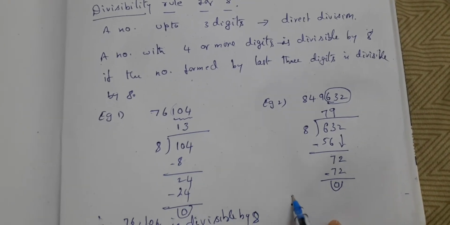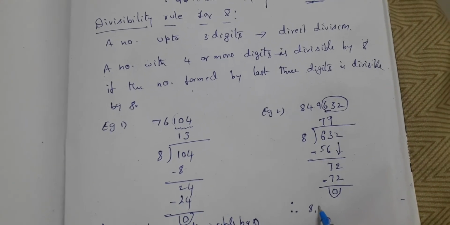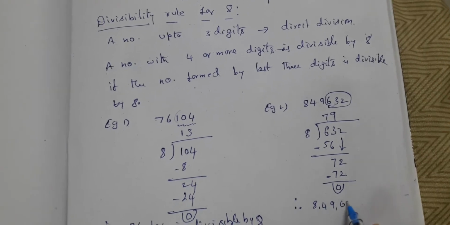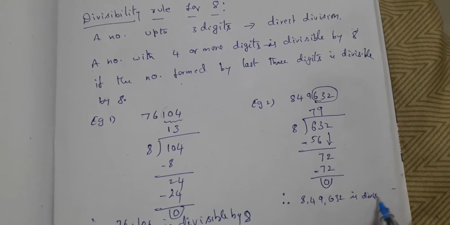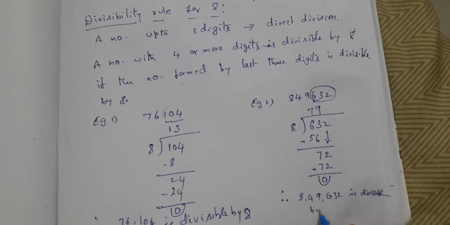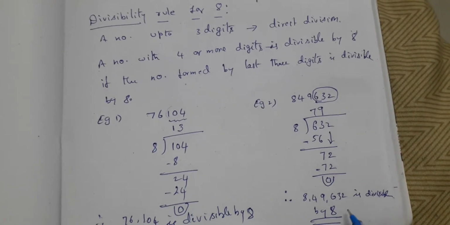So what is the conclusion you are going to write? Therefore, 8,49,632 is divisible by 8. So this is a conclusion.